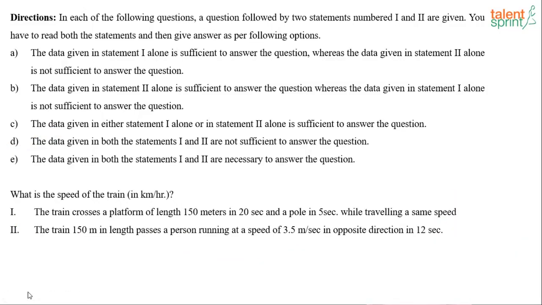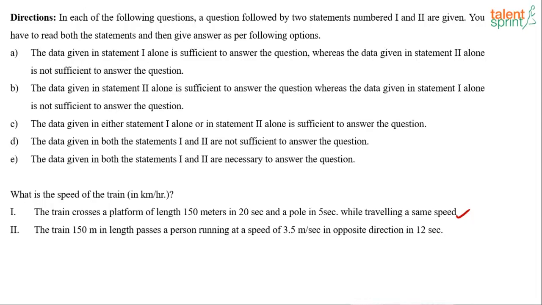Look at the next one. What is the speed of the train in kilometers per hour? Now, statement 1. The train crosses a platform of length 150 meters in 20 seconds and a pole in 5 seconds while traveling at the same speed. Can you find out the answer? Yes, we can find out the answer. By looking at the statement itself, we should know that 1 alone is sufficient. 2 we have not checked, but 1 is sufficient.